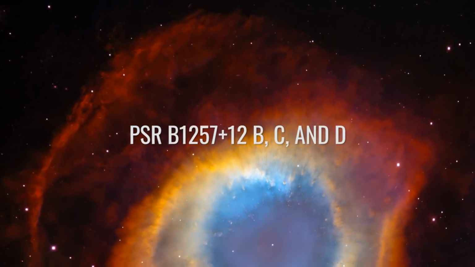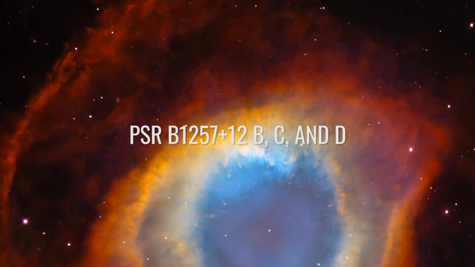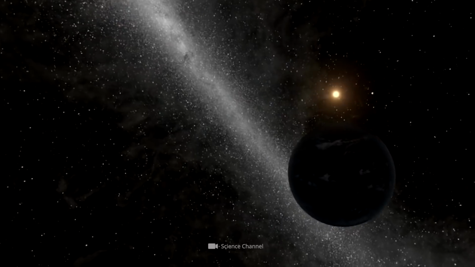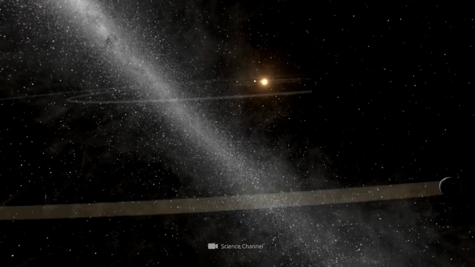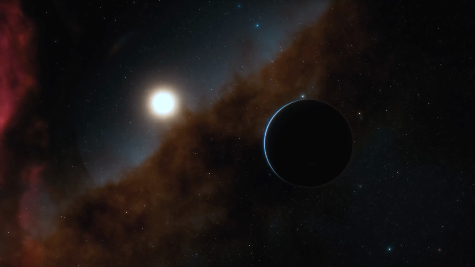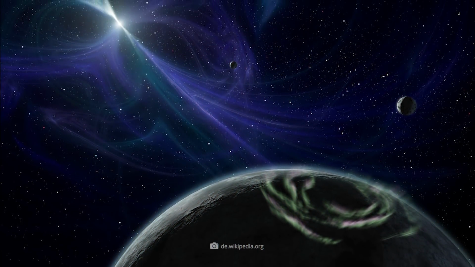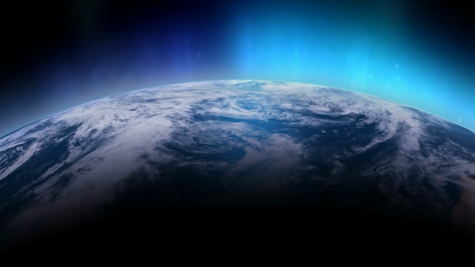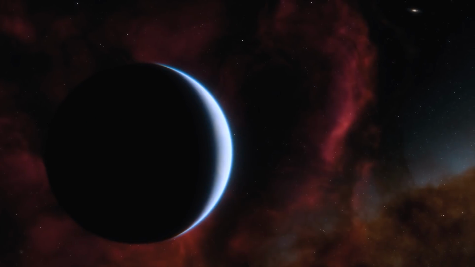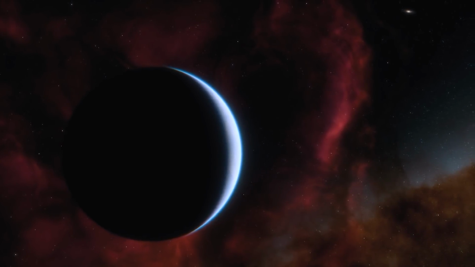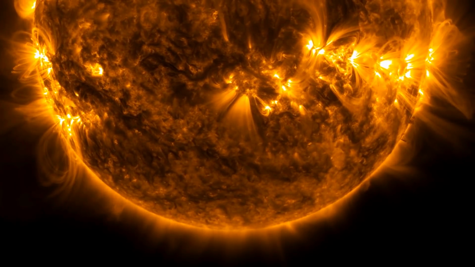PSR B1257+12 b, c, and d. This group of planets all have quite similar properties and probably share the same fate. Scientists have been able to detect spectacular lights on the planets that are comparable to the auroral lights on Earth. However, the source of this light is also the reason why the planets are uninhabitable. The lights come from radiations of the star.